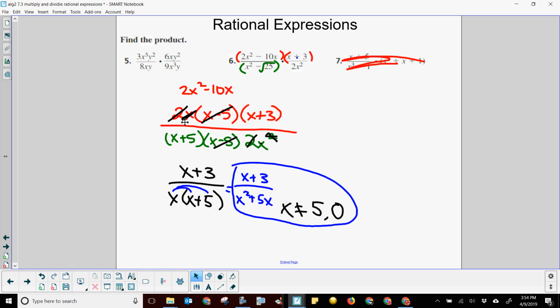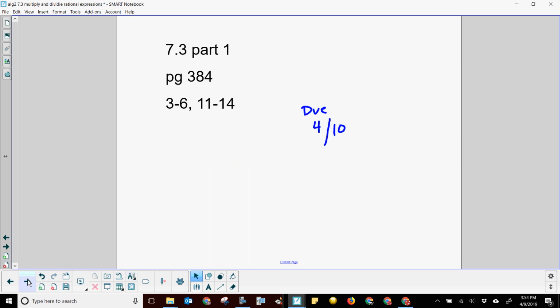This 2 and this 2 cancel. This x and one of these x's cancel. But just because this says 2x and that says 2x squared, the 2 and the x are like separate. They're together but separate, if that makes sense. So make sure you factor correctly.